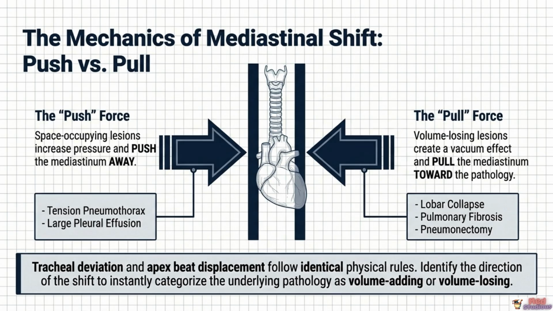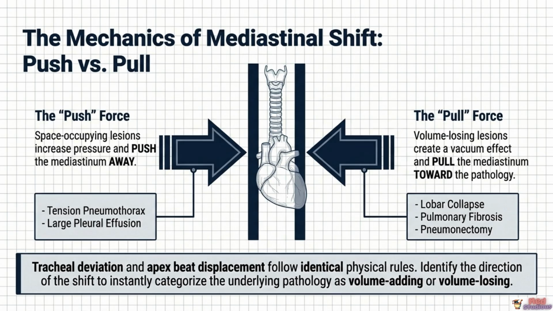The pull force occurs in the opposite scenario. Volume-losing lesions create a vacuum-like effect, pulling the mediastinum toward the side of pathology rather than away from it. The classic causes of this pull force are lobar collapse, pulmonary fibrosis, and previous pneumonectomy, all of which reduce the volume of lung tissue on the affected side.